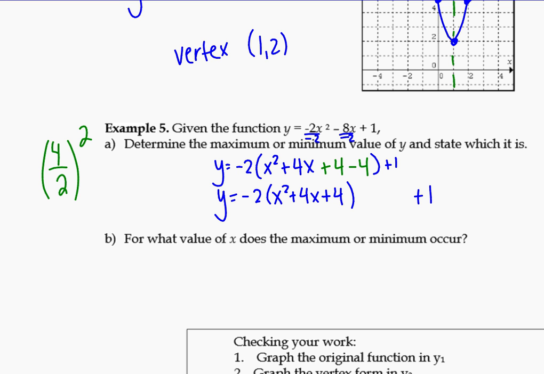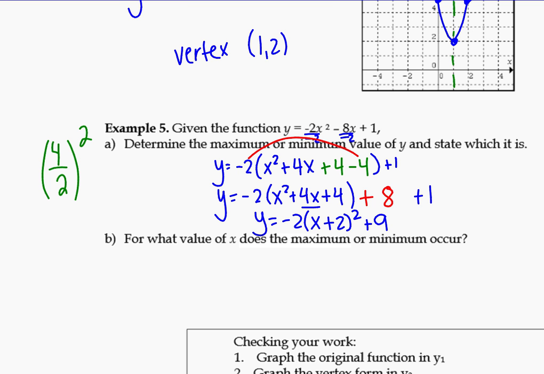We want to bring the minus 4 out. So we have to multiply negative 4 times the a value of negative 2, and that gives us plus 8. Yes, plus 8. Let's have our final answer as negative 2 times x plus 2 squared, the middle term, divide by 2, and take the sign, plus 9.